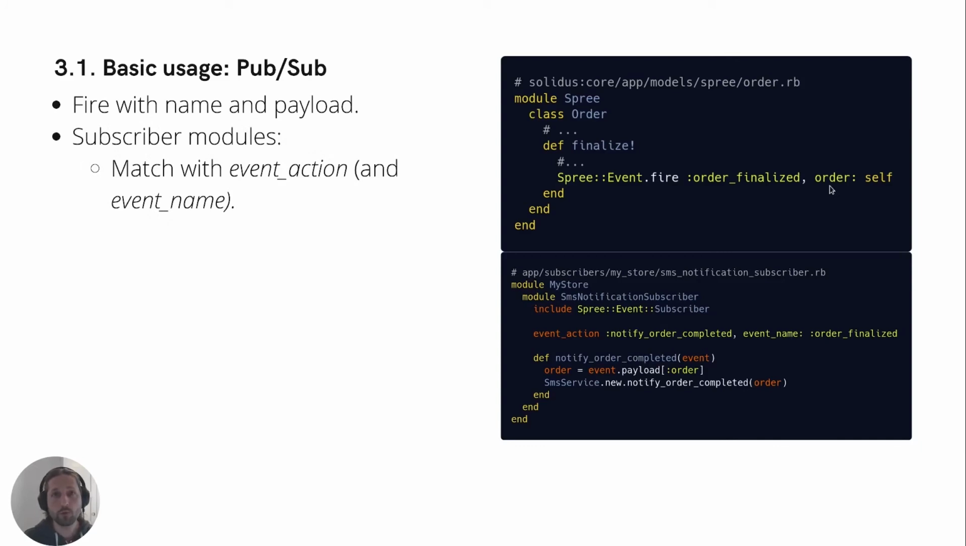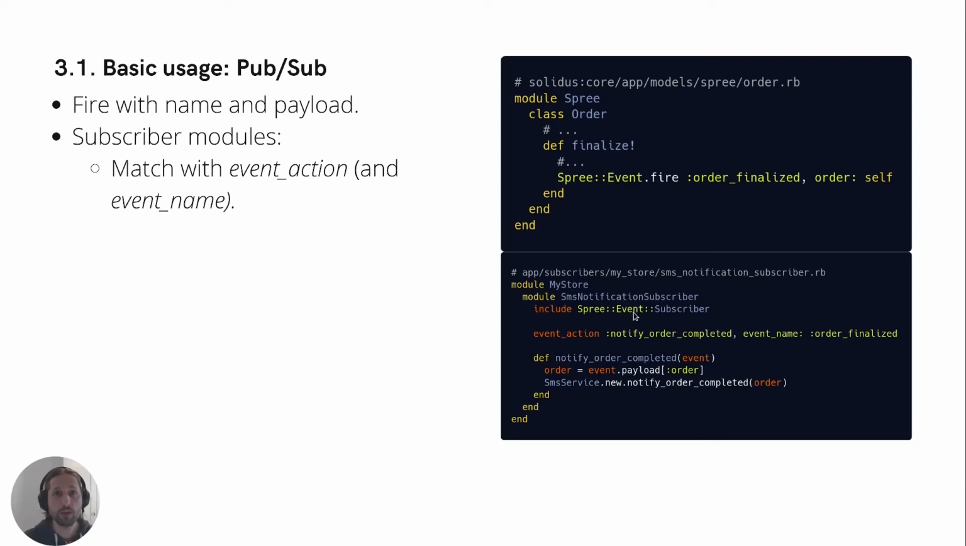To subscribe to an event, we can create a subscriber module. It needs to obey 3 conditions. It must be defined in a module within the app subscriber directory. It needs to be named with subscriber as a suffix, and it needs to include the Spree event subscriber module.